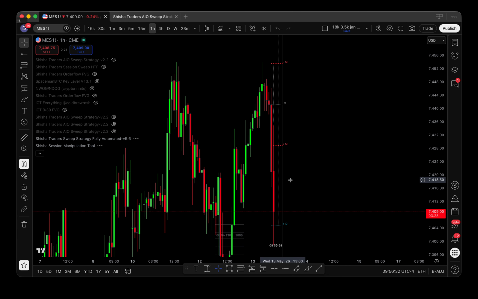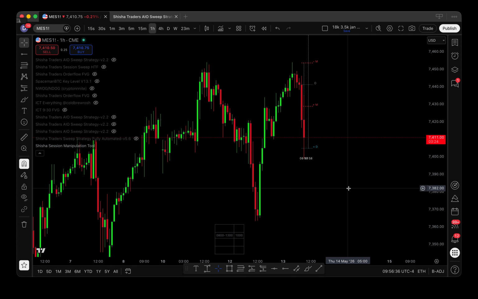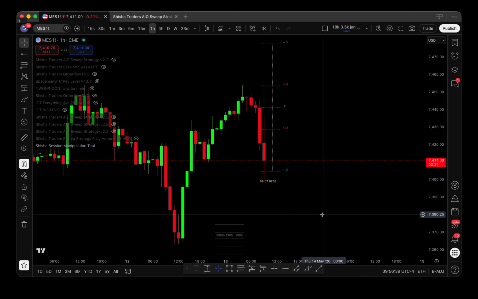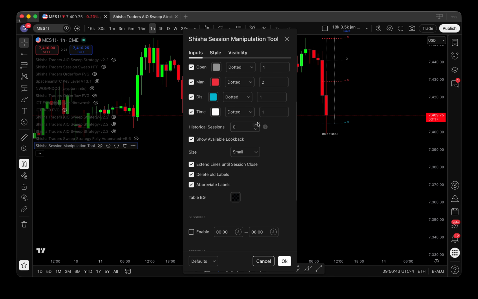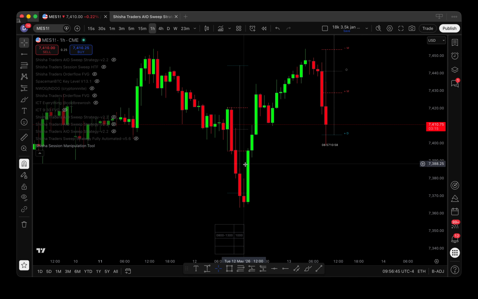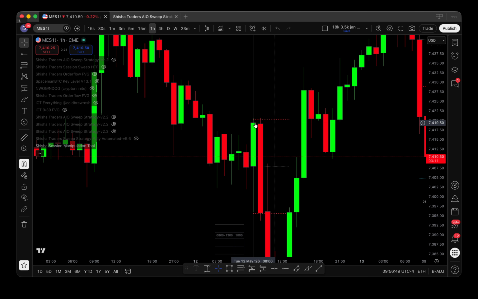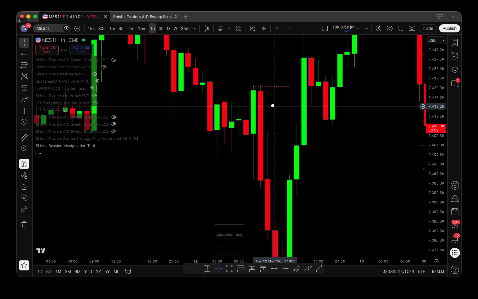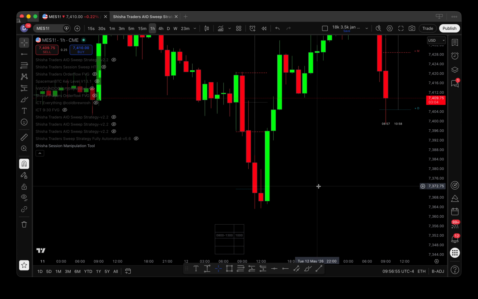Check the hourly. Let me turn the sweep strategy off. Let me show you guys an example here. Candle opened, it touched the manipulation level and it went down all the way to distribution. This was yesterday.